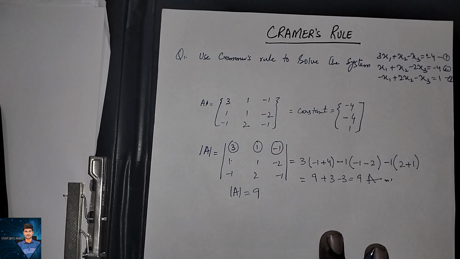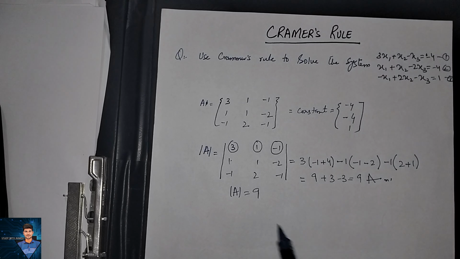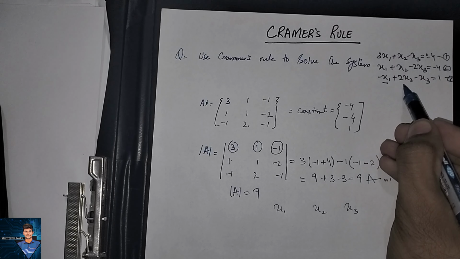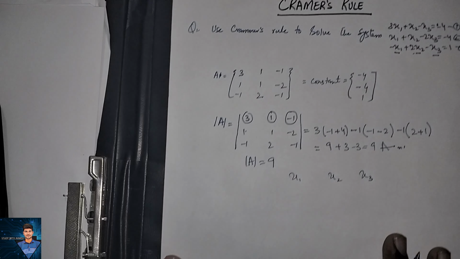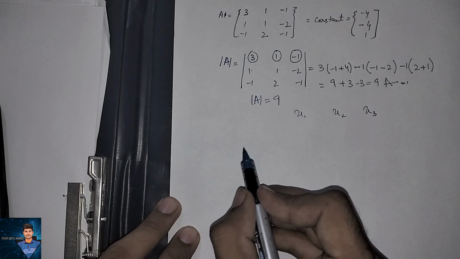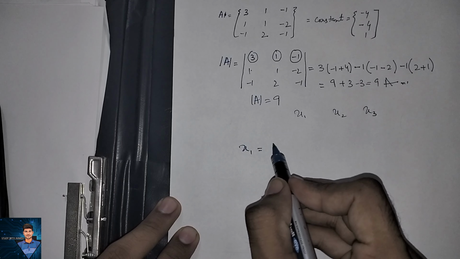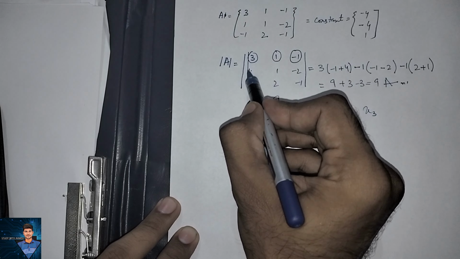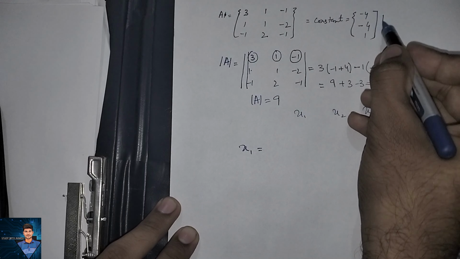Now for Cramer's rule, we need to find the values of x1, x2 and x3, because we need to find the answer of these three variables. So we will solve it. First of all, for the value of x1, we will replace this column with this constant one.